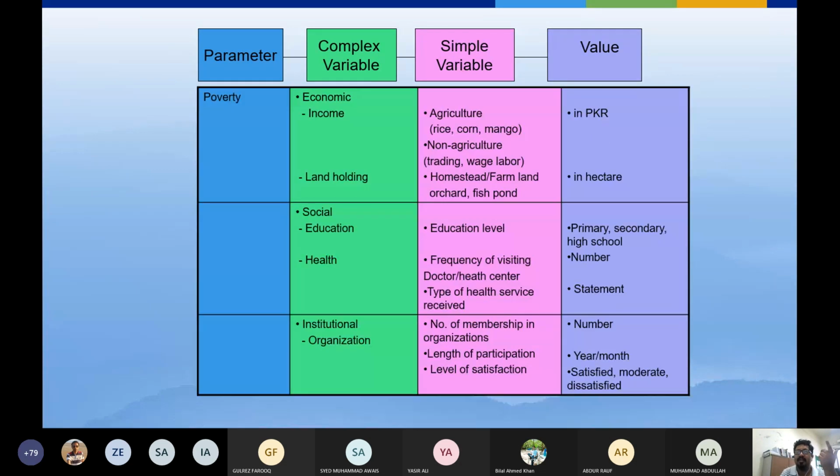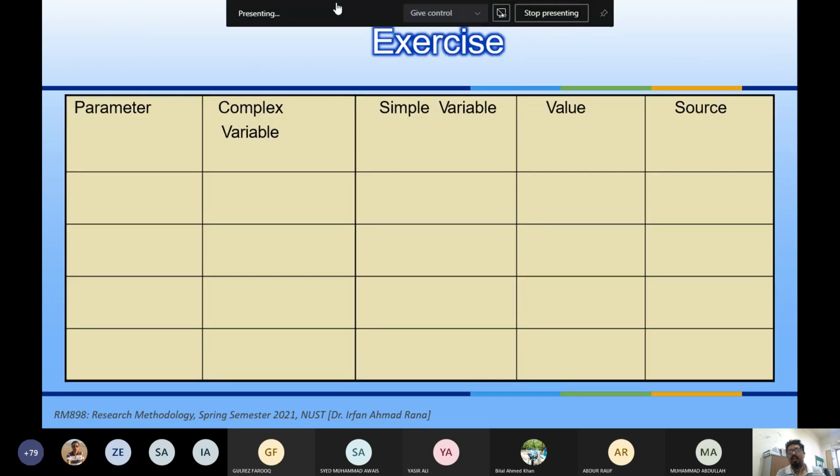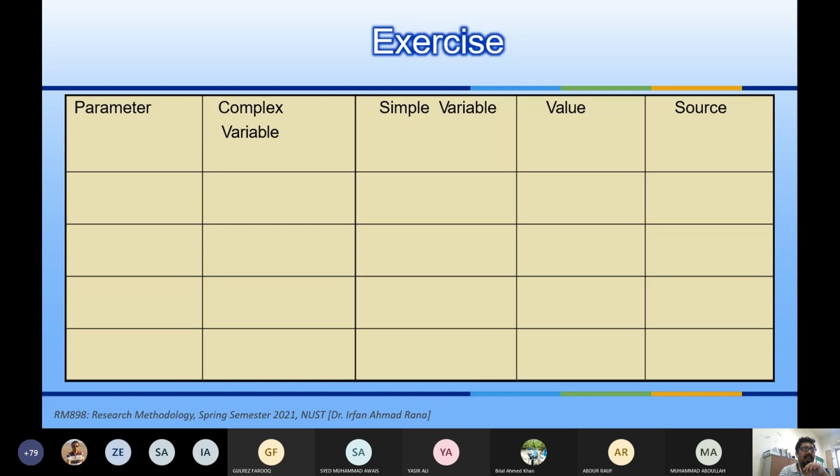Okay, and the complex variable is the dimension you want to measure. The concept is followed by the dimension you need to measure. And what are the individual indicators you need to measure? And what will be the values? What will be the measurement unit? And where will you collect that data from? Making some kind of table. I will show you this table. Okay. So just think about it like you have a parameter.